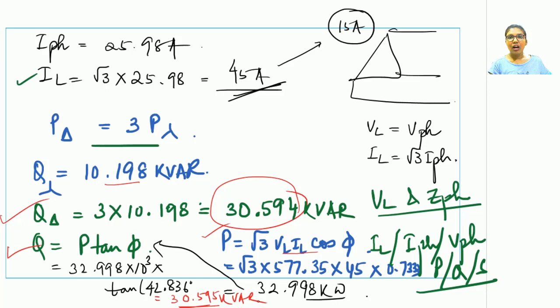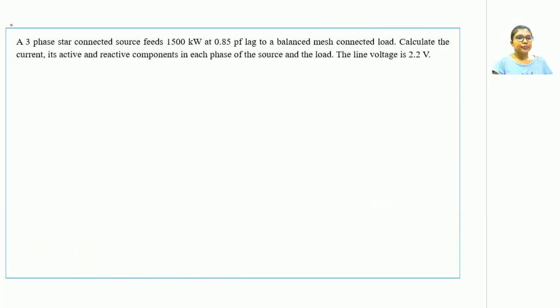So let us see how we will solve a numerical having a source connection type specified as well as a load connection type specified. So this is the last question that we are going to discuss. This is a very important question. It says there is a 3-phase star connected source. Look here, it says a source feeds 1500 kilowatts at 0.85 power factor lag to a balanced mesh connected load.